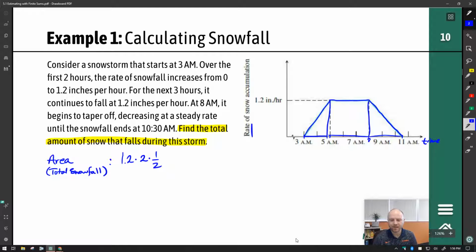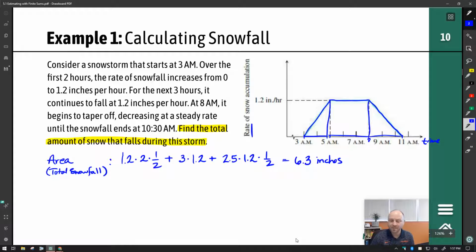So there's your triangle area, plus the next rectangle has a base that goes from 5 to 8. So it has a base of 3 and it has a height of 1.2. And then the last triangle has a base not of 2 like the first one. This one has a base of 2.5. 2.5 times its height of 1.2 times a half because it's a triangle. And all together, this should come out to be about 6.3 total inches.